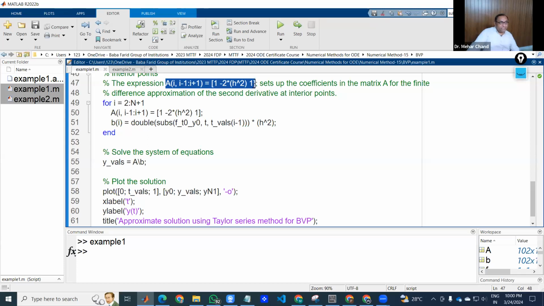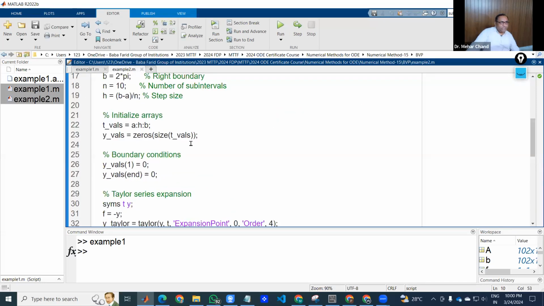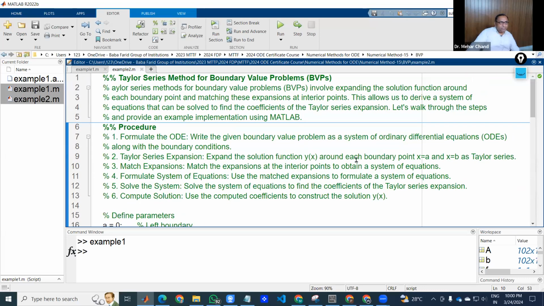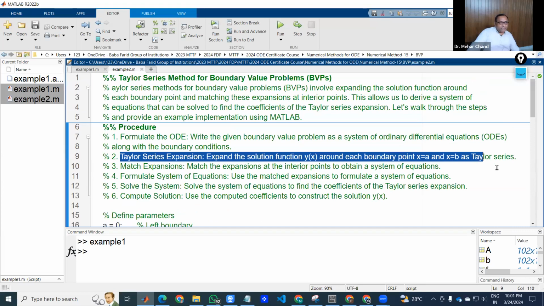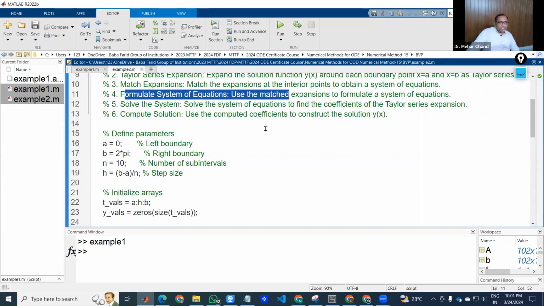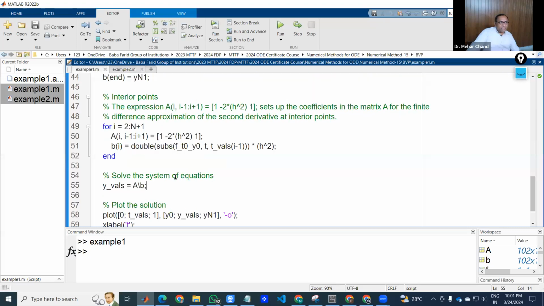This is very important. This will take some time. Got it? Any question, please? Okay, no question. So this is another approach for the same boundary value problem. But in this case, what you will do is formulate the equation, then expand the series around this point. This is the same approach, and then after the expansion, formulate the system of equations using the expansion. This is a little bit easier as compared to this one.